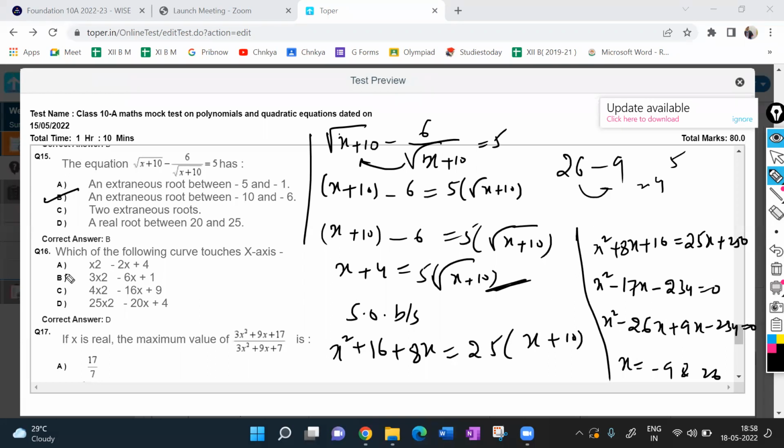See, option A is not possible. Option C is also not possible. Option D is not possible. I told you any one of the roots would be an extraneous root, so two roots can't be extraneous here. I'm saying that minus 9 would be failing. Check minus 9. Would it be satisfying? Minus 9 plus 10 is 1, 1 minus 6 is minus 5, and minus 5 is not equal to 5. So it is not possible, beta. So option B is correct.